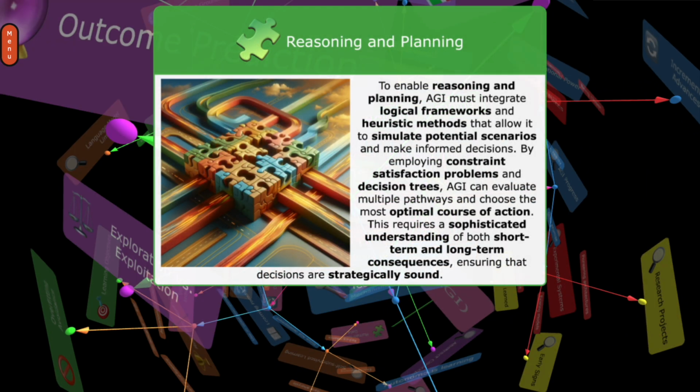To enable reasoning and planning, AGI must integrate logical frameworks and heuristic methods that allow it to simulate potential scenarios and make informed decisions. By employing constraint satisfaction problems and decision trees, AGI can evaluate multiple pathways and choose the most optimal course of action. This requires a sophisticated understanding of both short-term and long-term consequences, ensuring that decisions are strategically sound.